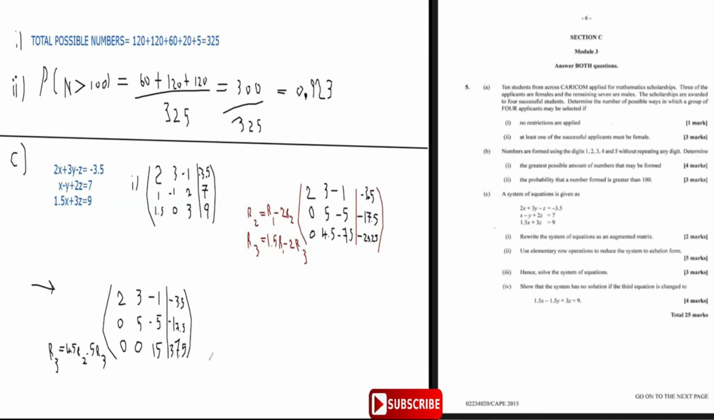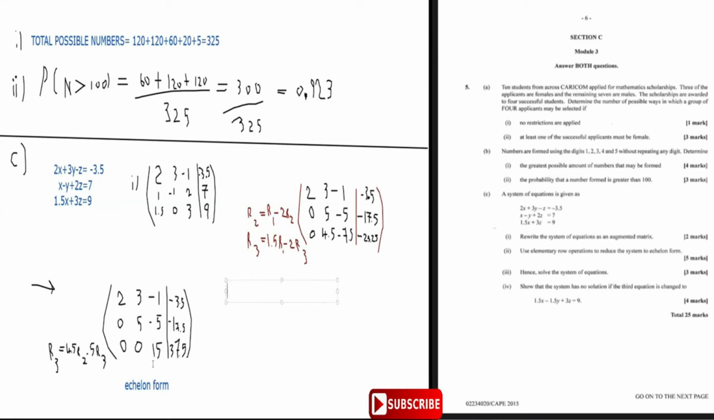What's the next part of the question? So that's finished. We used elementary row operations to put it in echelon form. So this is it in echelon form. Nice. Now what does it say to do next? It says hence solve the system, meaning using this now.